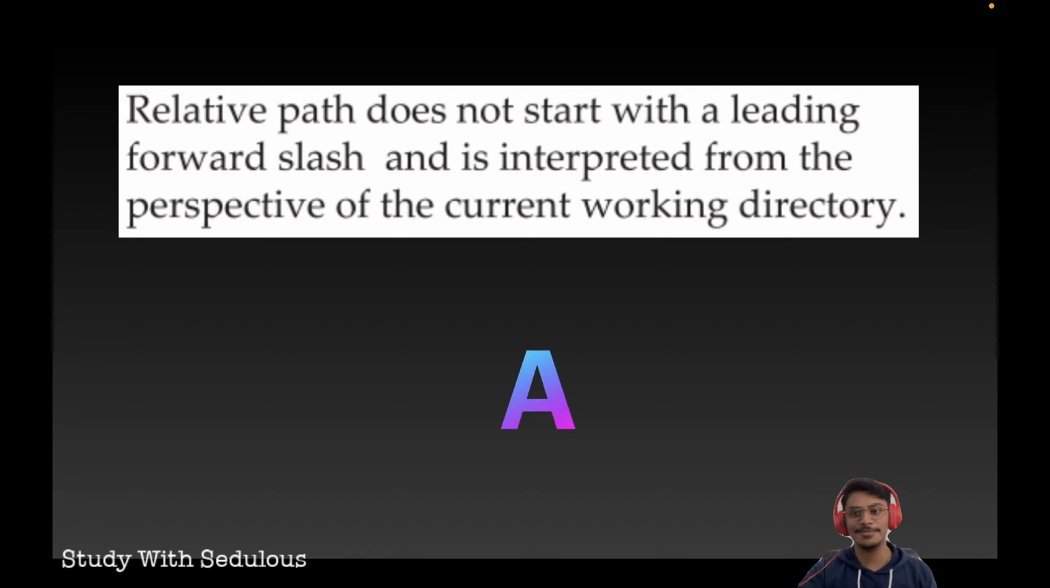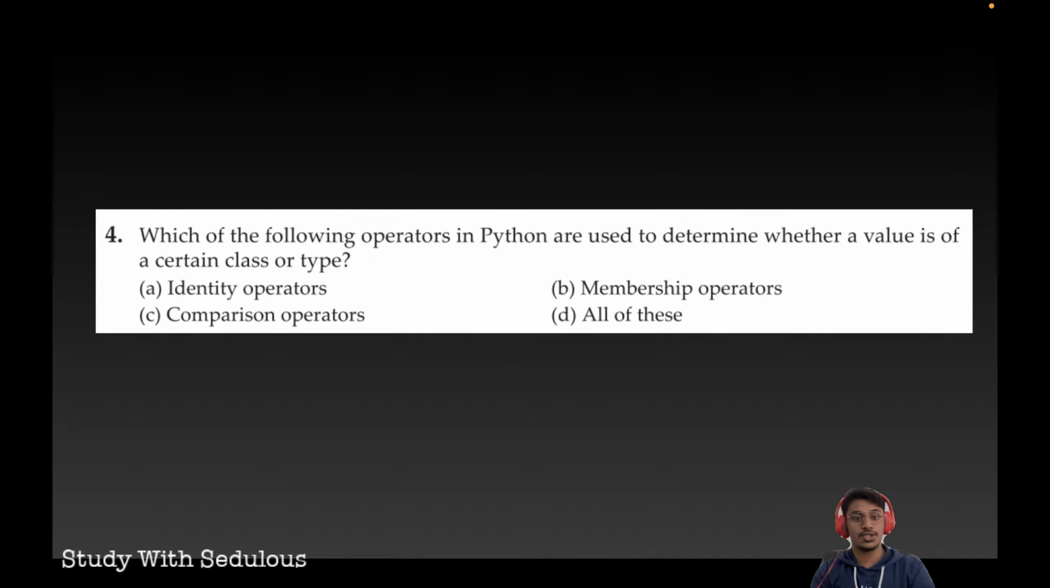Next question. Which of the following operators in Python are used to determine whether a value is of a certain class or type? Identity operators, membership operators, comparison operators, or all of these? The answer should be identity. And why identity? Because it is the one which gives identity, right? So it should determine whether a value is of a certain type or class. Simple, right?